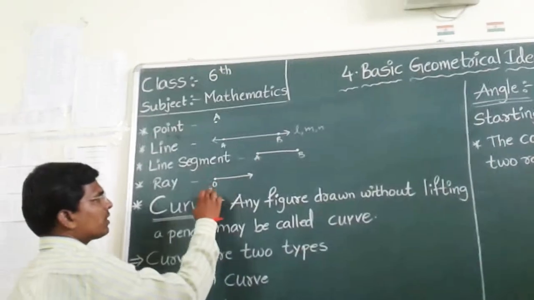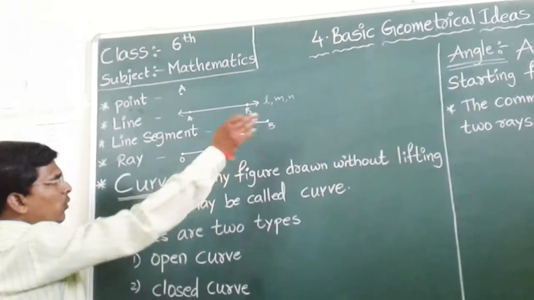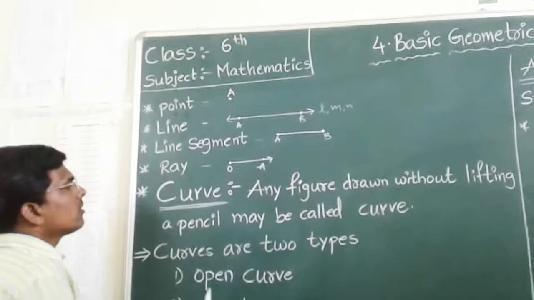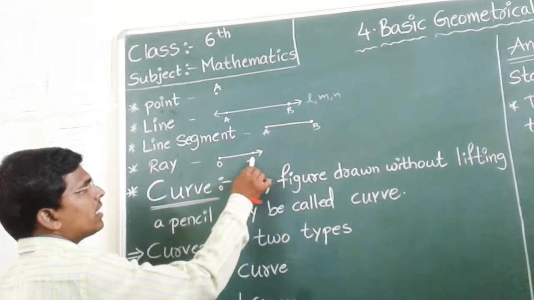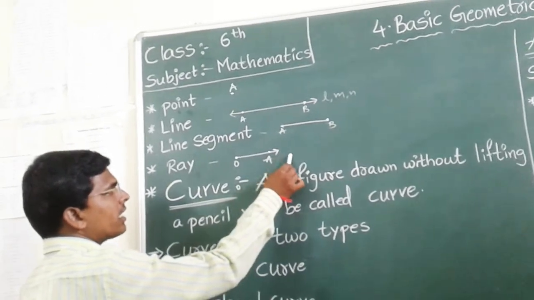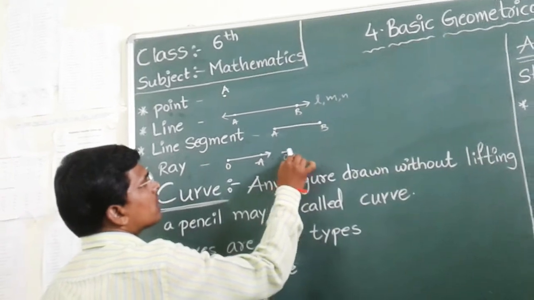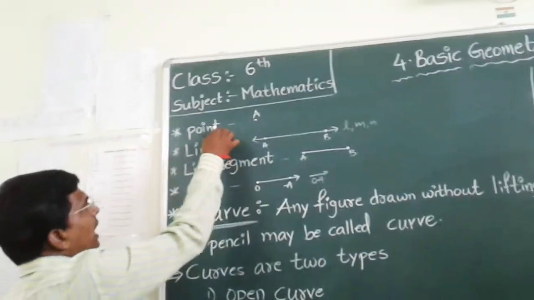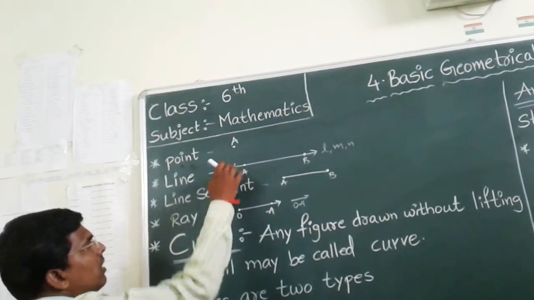The ray starts from O and continuously moves on at the other end. It starts from the origin O and it won't end in the other direction. So we can represent this ray as ray OA. Ray, line segment and point, these three are based on a line.